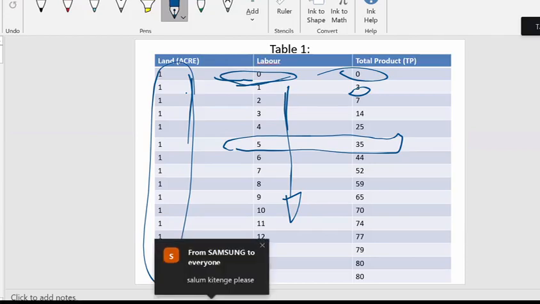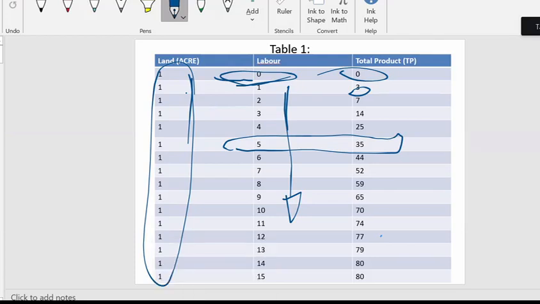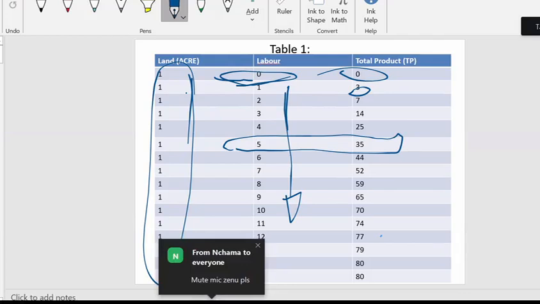You are interrupting here. So this column is just, the more you employ, the more you produce, right? This is total product. But the land is what? Land is fixed. Niyo eka haibadiliki.